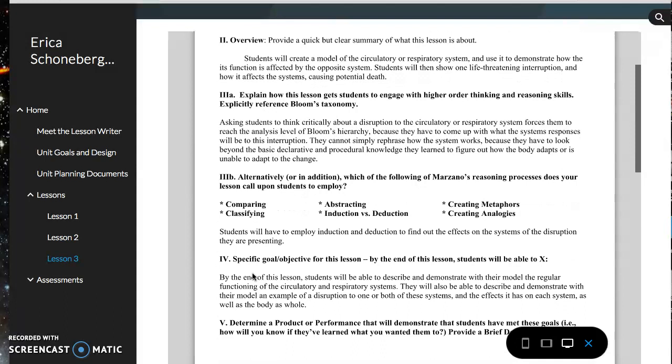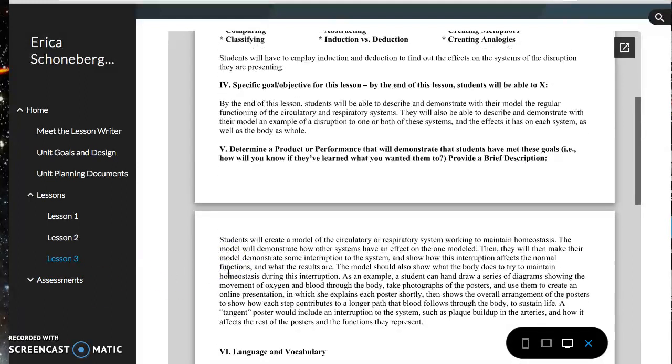This project aims to get students engaged in higher order thinking by analyzing and synthesizing the information they learned about the two systems and using that to construct an instance that the systems are not running properly and what would happen if that did happen.